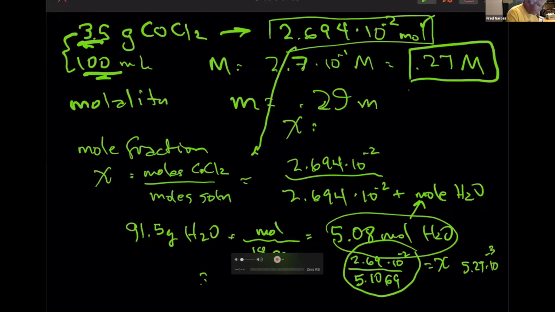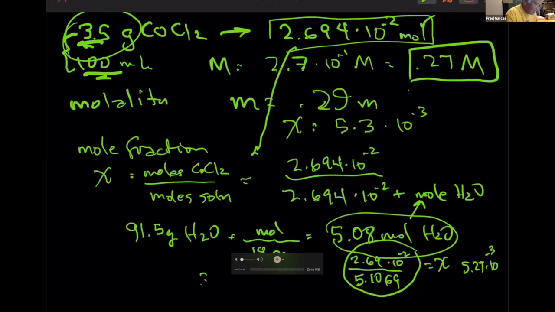Again, why am I stuck with 2 significant figures right here? You always look at the original data, because the original data is going to limit the number of significant figures your answer will contain. So this right here is 5.3 times 10 to the minus 3. That's my mole fraction. Okay, yeah, 5.08, thanks, Justin, on checking my math. So that's the mole fraction that we have in this.